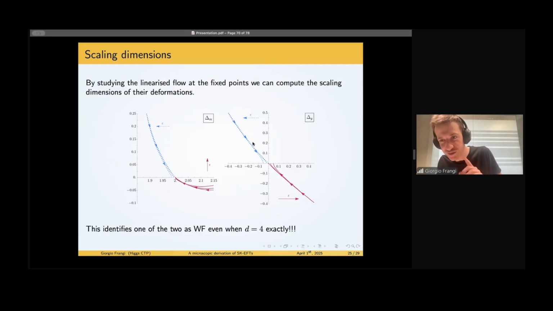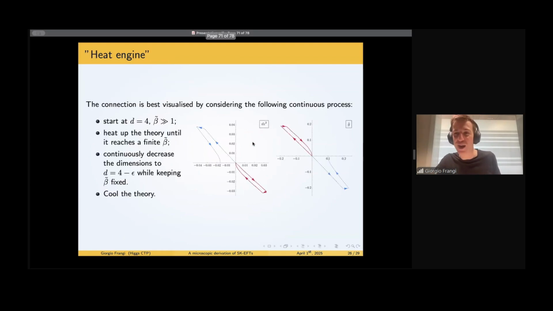And maybe just let me show this stupid picture that we made for the paper. So we were puzzled, and then we kind of imagined this sort of funny experiment. Imagine this completely fake and unphysical process, which is you start with your theory in exactly 4 dimensions, and then what you do is you heat it up.